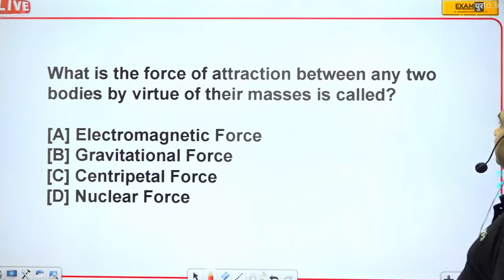What is the force of attraction between any two bodies by virtue of their masses called?